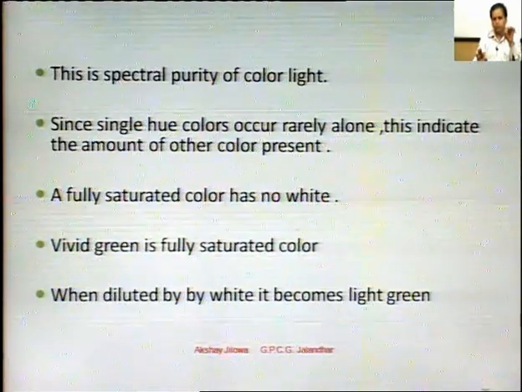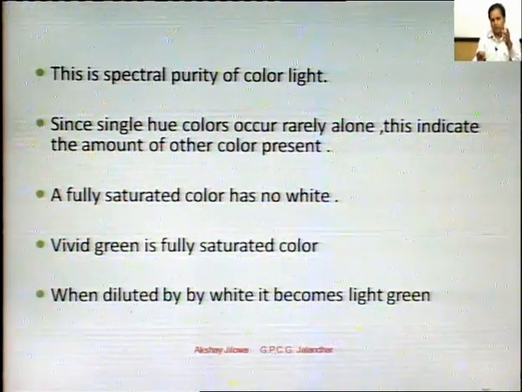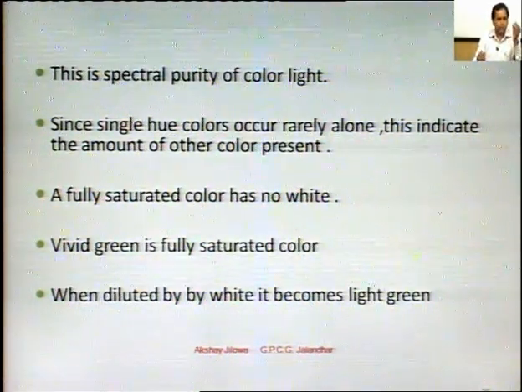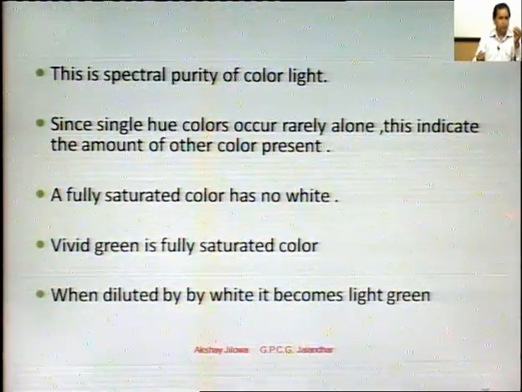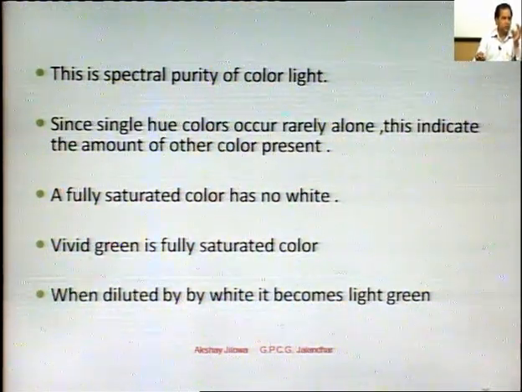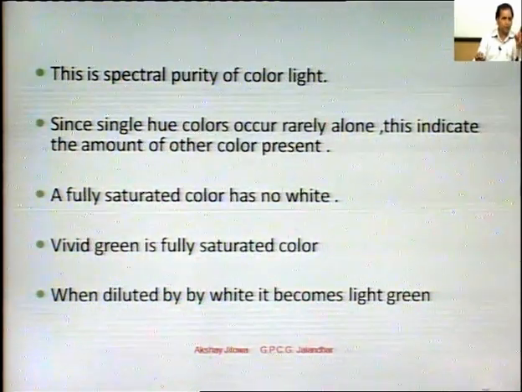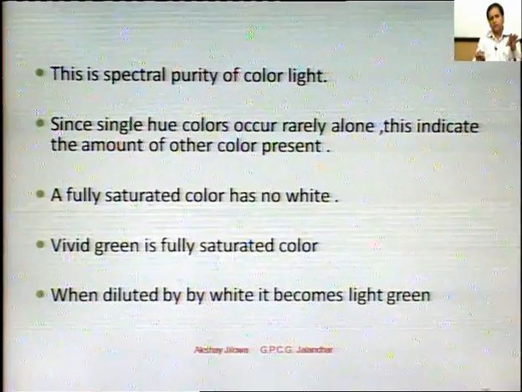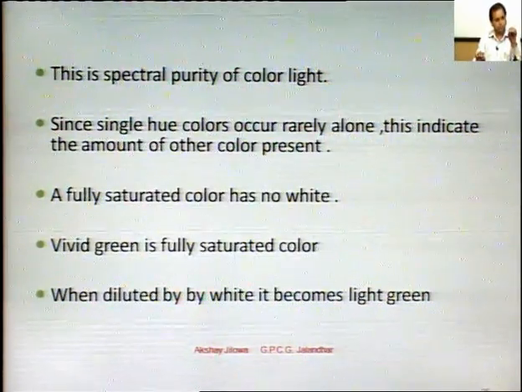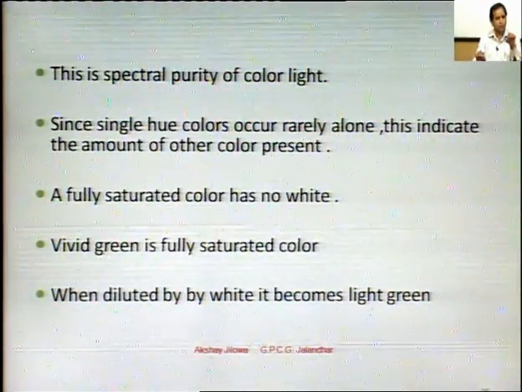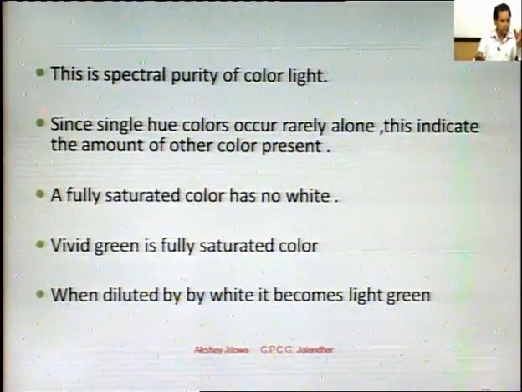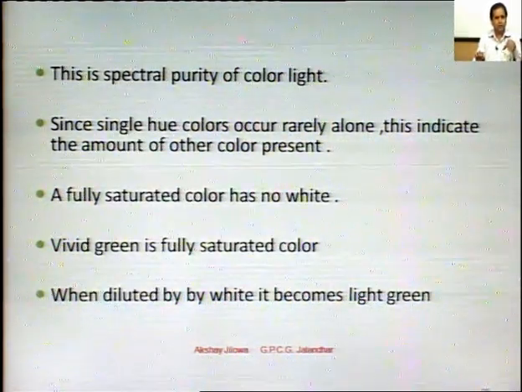So, hue is very important as far as color information is concerned. When it is fully saturated, it is not being diluted by any white. If it is not being diluted by any white information, it means that there is pure color present, there is no other color, because white contains all the colors. So, if it is being diluted by white, it contains all the colors.